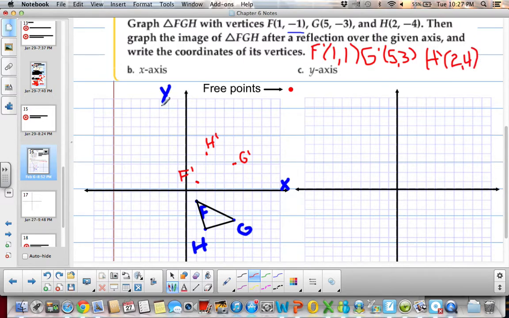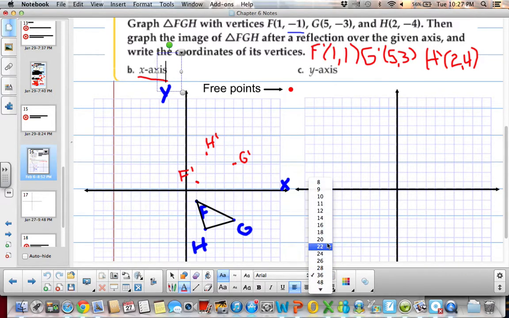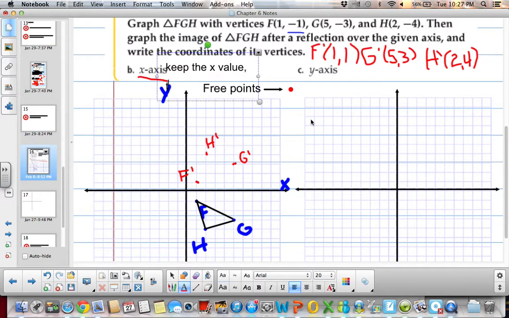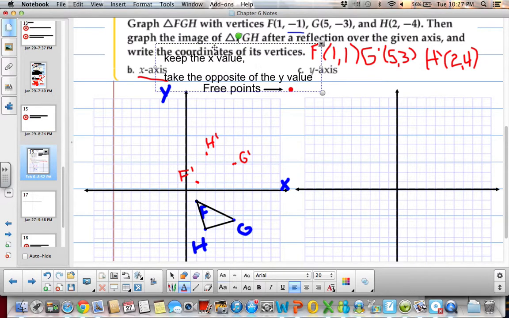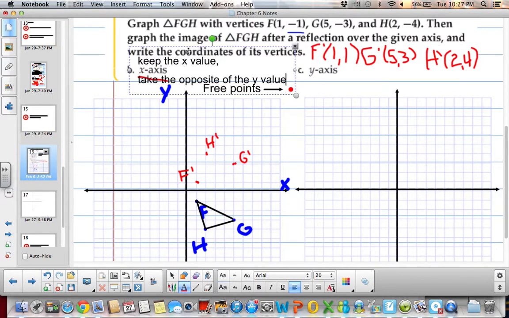So if we're reflecting over the x-axis, this might be something that you want to write in your notes. If you're reflecting over the x-axis, you want to take the opposite of the y value. So we'll write this right here. Okay, so keep the x value, take the opposite of the y value. Let me move that up so you can actually see it. Okay, so that is if you're reflecting over the x-axis.